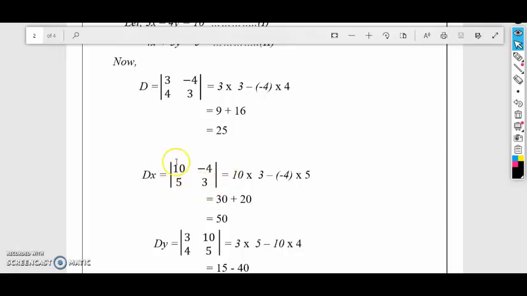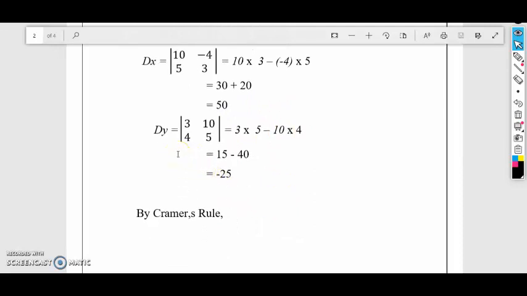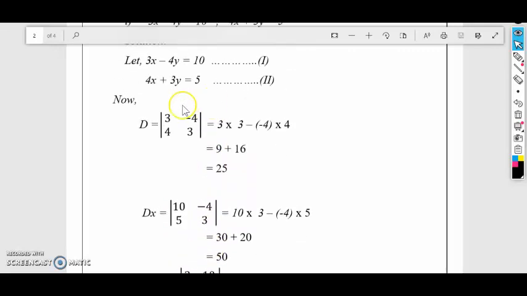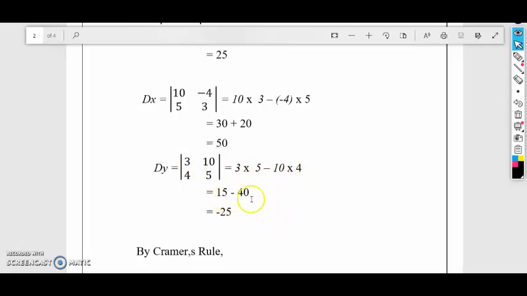And by solving this with cross multiplication, 10 into 3 minus 4 into 5. 10 into 3 is 30, minus 4 into 5, minus 20. So minus times minus, plus 20. So 30 plus 20 is equal to 50. Then Dy. The coefficients of x, 3 and 4, stay as they are. The coefficients of y, minus 4 and 3, are replaced by the constant terms 10 and 5. Again by solving the determinant, 3 into 5 minus 10 into 4. So 15 minus 40, the answer is minus 25. So the value of Dy is equal to minus 25.